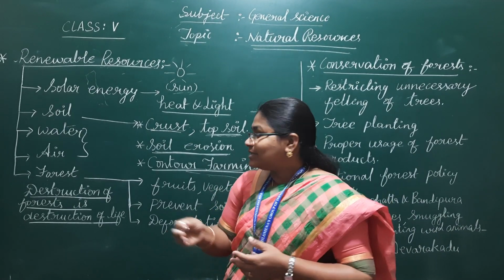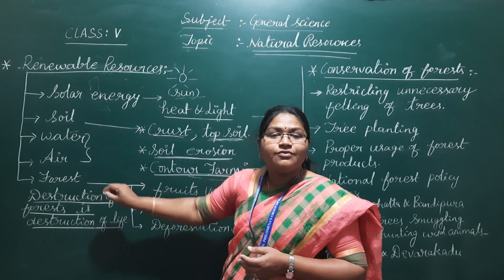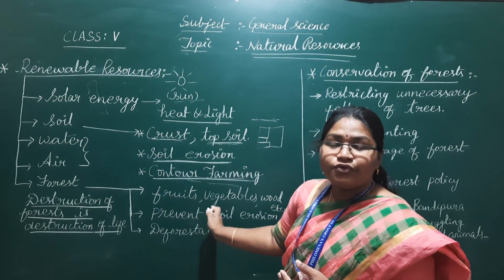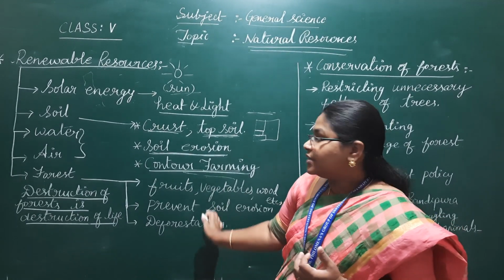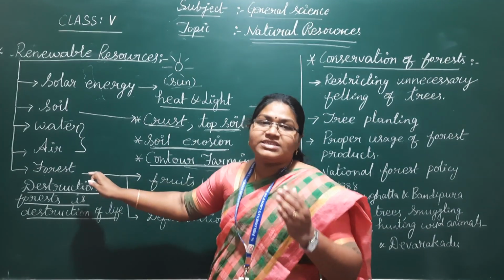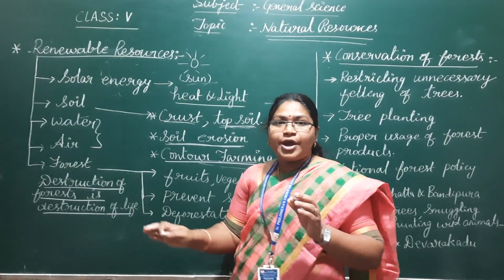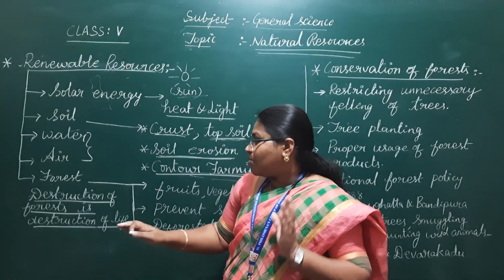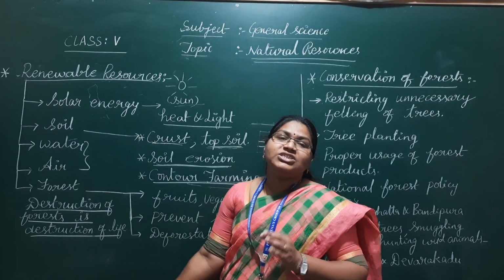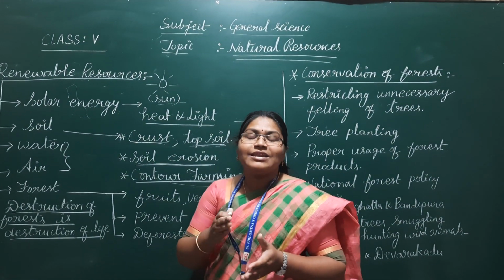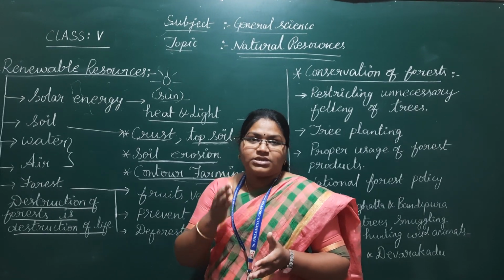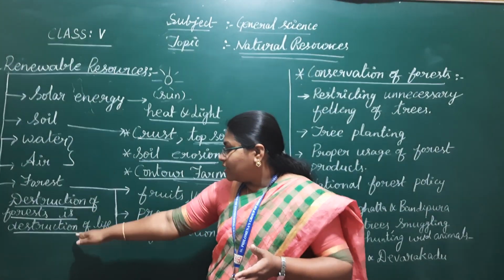So why? Because from the forest only we are getting vegetables, fruits, and wood to manufacture any furniture in our home, right? That's why the forest is very essential. One point you should always remember: destruction of forest is destruction of life. Destruction of forest means cutting down, unnecessarily cutting the forest and trees, which is a destruction of life.